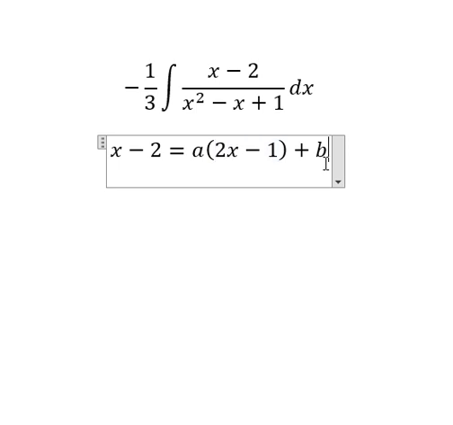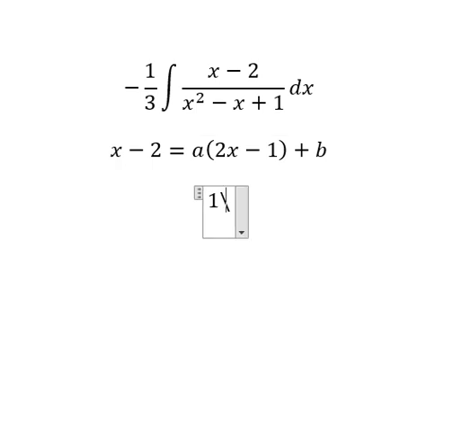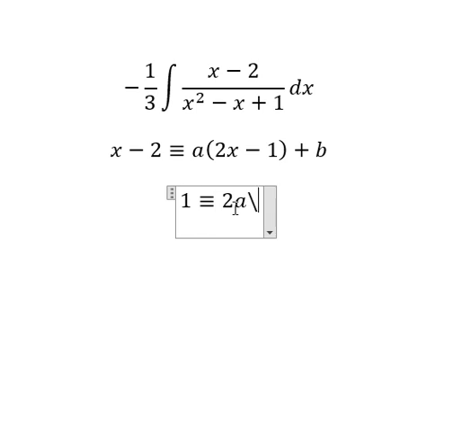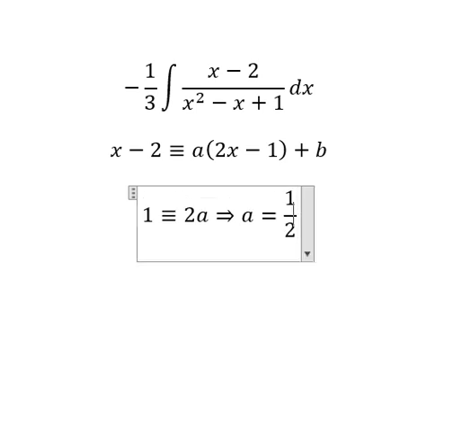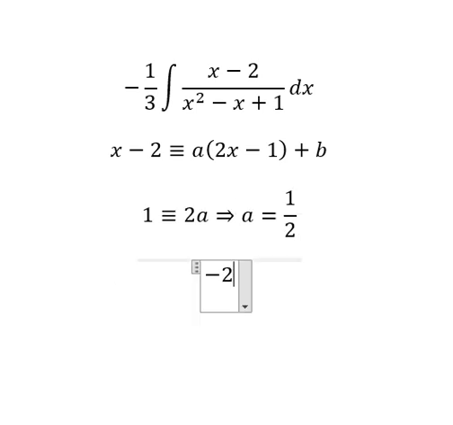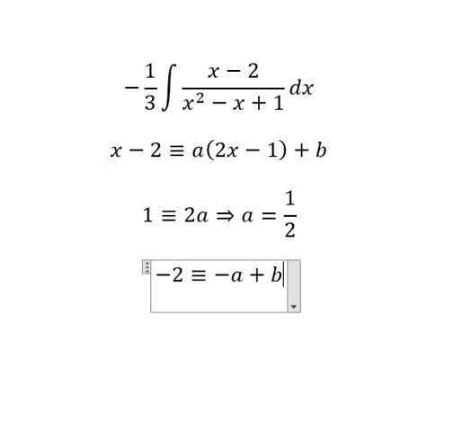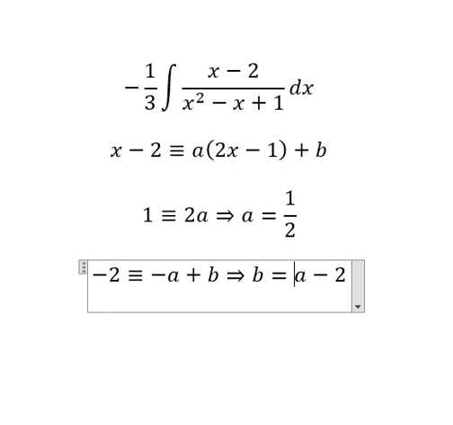Now I need to find a and b, so I just have to equate. The coefficient of x on the left hand side is 1, and this is supposed to be identically equal to the right hand side, where the coefficient of x is just 2a. So we get a equal to half. Then the constant on the left hand side is minus 2. On the right hand side, we have a times minus 1 plus b, which is minus a plus b. So I add a on both sides, and b gives me a minus 2.